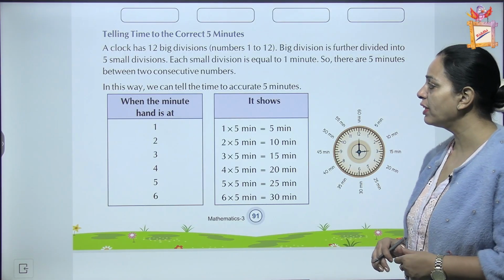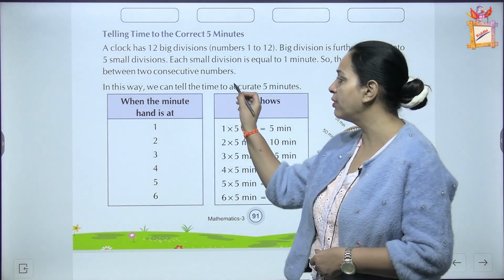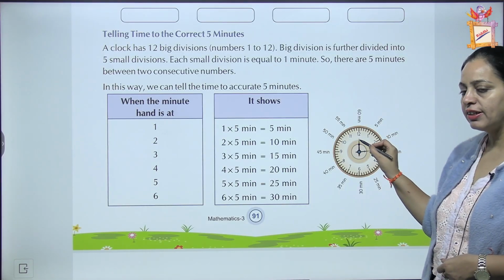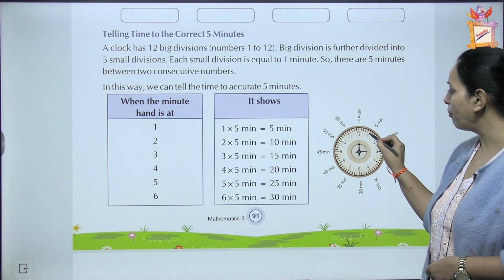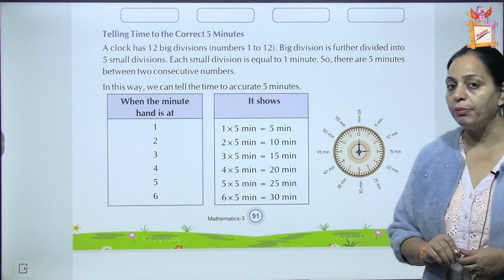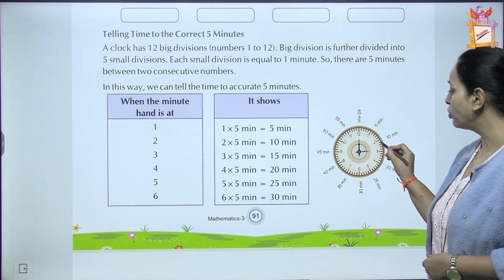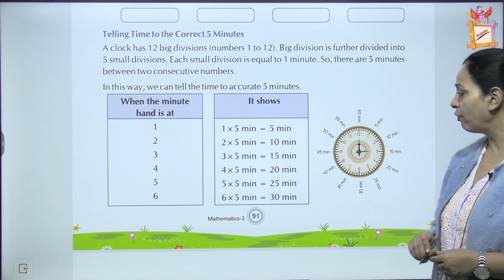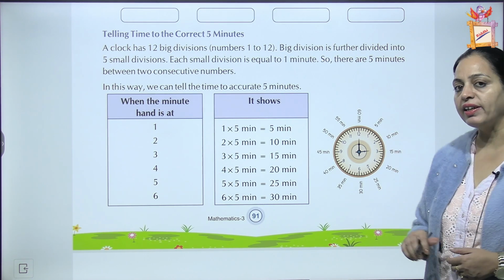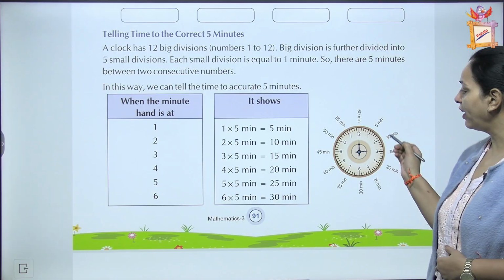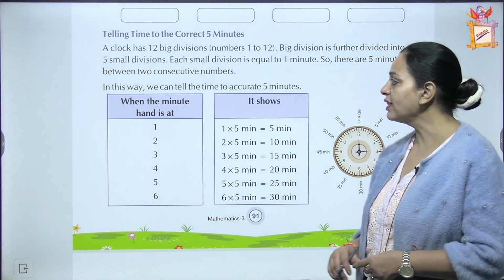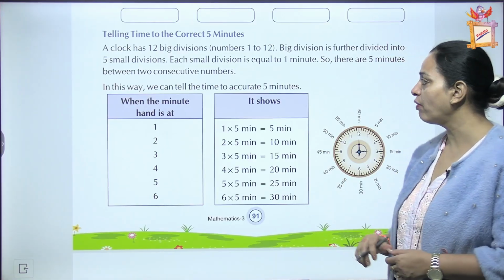So there are 5 minutes between two consecutive numbers. See here, we have numbers 1 to 12, and between each number we have 5 divisions, and each division shows 1 minute. So between 1 and 2 is 5 minutes, right? Then between 1 and 3, 5 and 5, that is 10 minutes. Like this we keep increasing by 5 minutes. In this way we can tell the time accurate to 5 minutes.